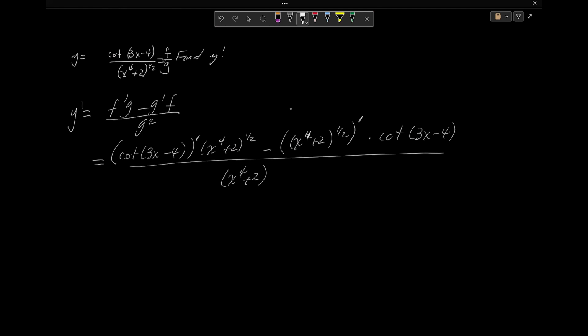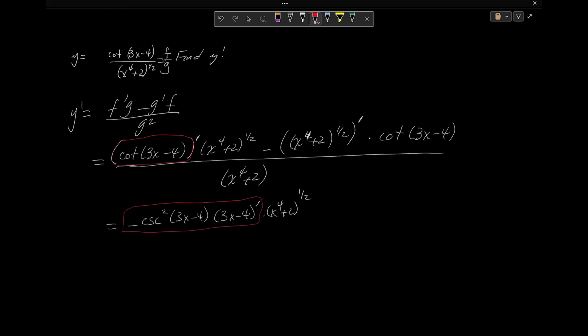All right, let's talk about the cotangent. So the cotangent of something, what is its derivative? It's the negative cosecant squared of that something times the derivative of that something times x to the 4 plus 2 to the 1/2. So this is this. Right? We're just applying the chain rule on the cotangent.